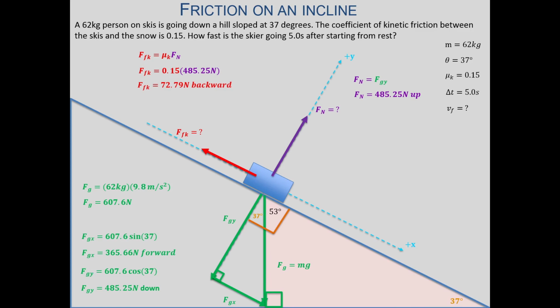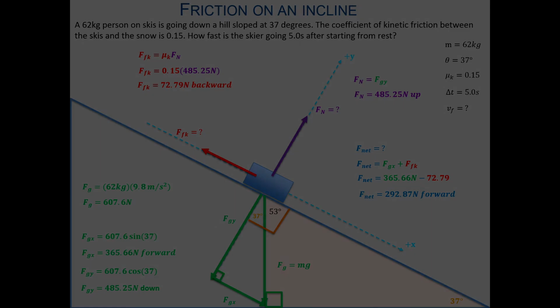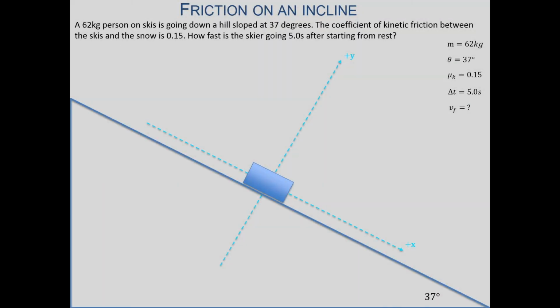With all the forces known, the net force can be calculated by combining the x component of gravity and the kinetic friction force. The force of gravity is aimed down the hill, while friction is aimed up the hill, which results in a subtraction operation to find the net force. This comes out to be 292.87 newtons forward. Afterwards, using Newton's second law, acceleration is 4.72 meters per second squared.